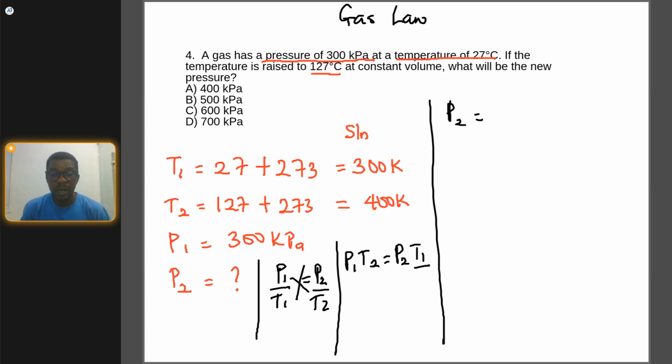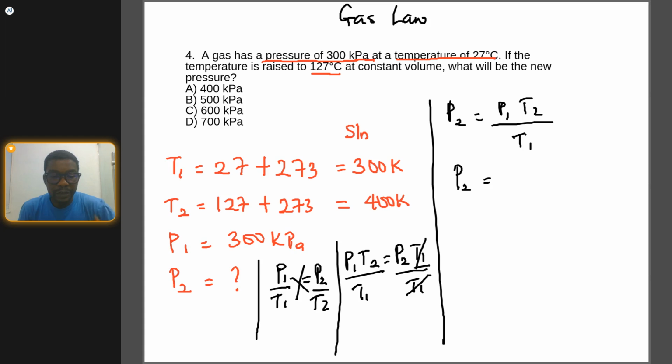Dividing both sides by T1, we have P1 T2 divided by T1. So P2 will be equal to P1 T2 divided by T1. That is, you divide this side by T1 and divide this side by T1; T1 here will cancel T1. So P2 is expressed as P1 T2 over T1. Substituting the values into this formula will land us at the final answer straightforwardly.